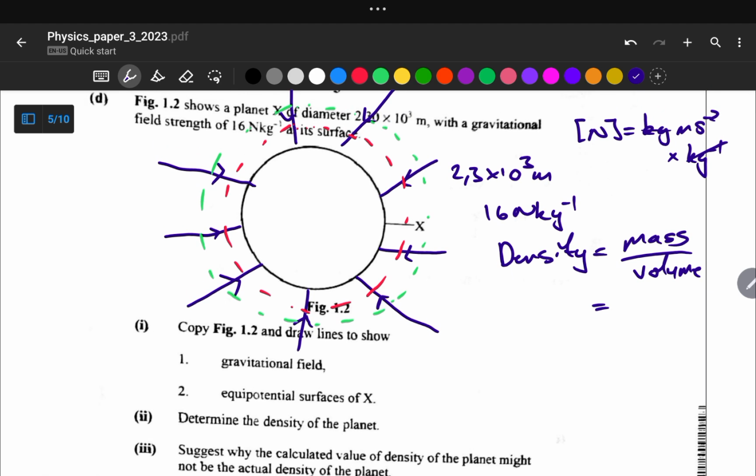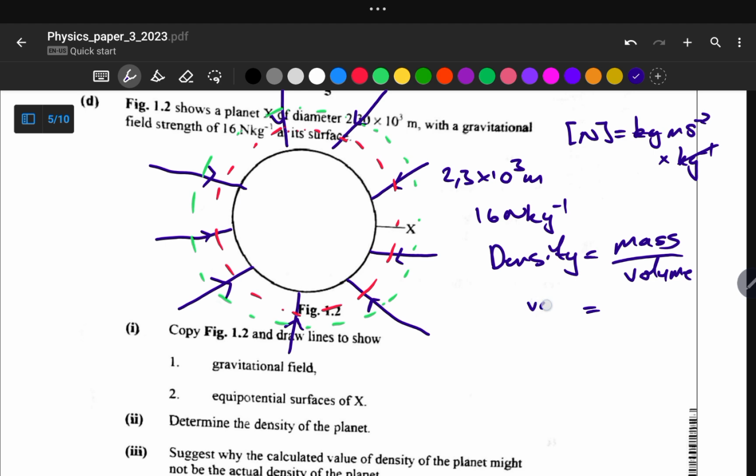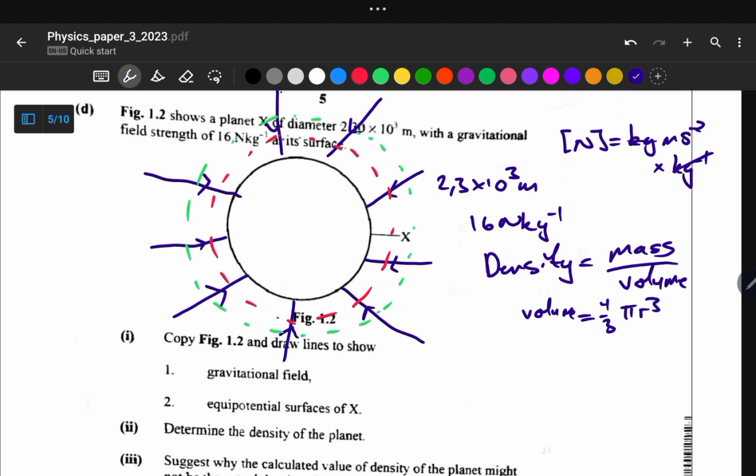So the mass of the planet, you don't have the mass of the planet, and the volume it is 4 over 3 pi r cubed. That is the volume of the sphere. So we can simply calculate the volume of the sphere because we have the diameter, so we can divide by 2. So volume of this planet is 4 over 3 pi times 2.3 times 10 to the power 3 divided by 2 cubed, like this.